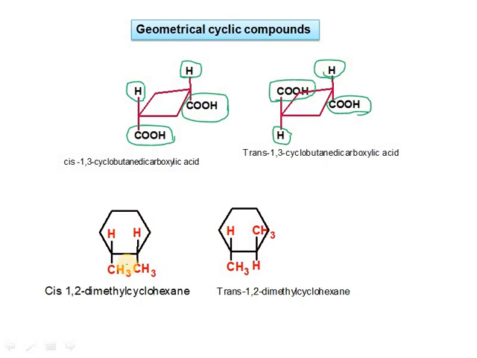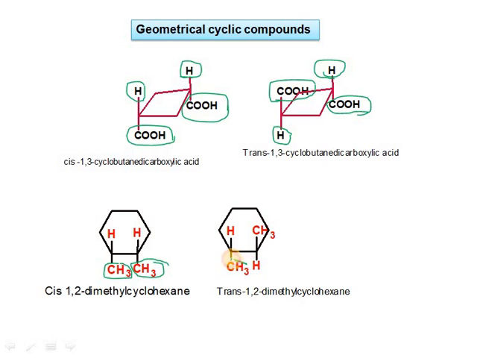Similarly, the cyclohexane ring also shows geometrical isomers. Here both methyl groups are below the plane of the ring, therefore it is cis. These hydrogens are also above the plane of the ring. In the other case, these two hydrogens are below the plane and these two methyl groups are above the plane. This is also cis.